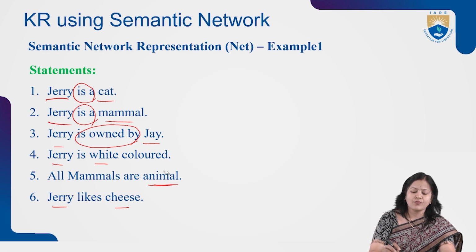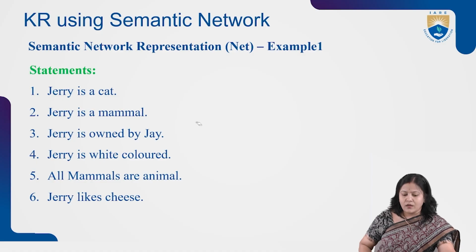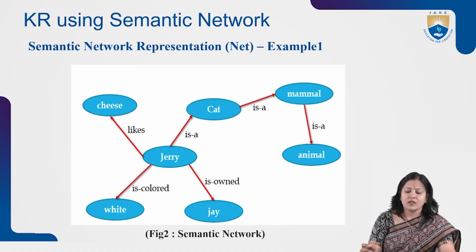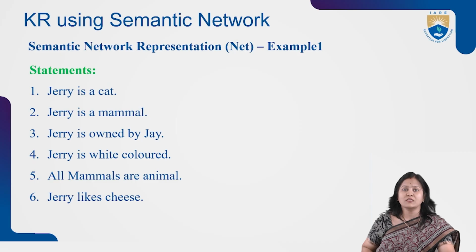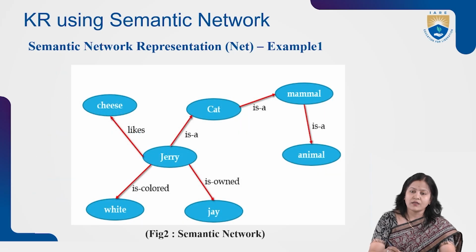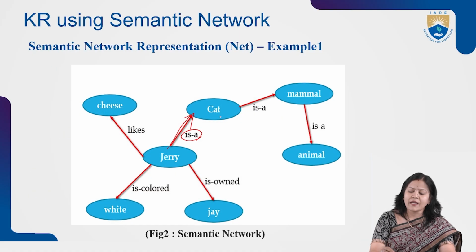Now we will see the representation of the graph here. You can see the picture. If you see the first statement, Jerry is a cat. Here the relation is is A. Same thing, the second statement is Jerry is a mammal. Because cat is a mammal, we can know Jerry is a mammal. Instead of creating another arc here, we can create cat is a mammal.